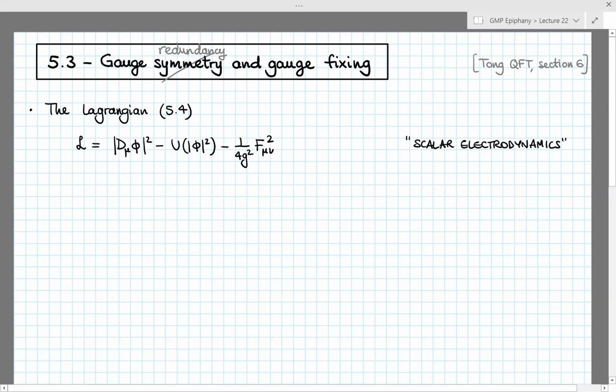And here, let me make a couple of remarks. So first of all, F_mu nu squared is a shorthand for F_mu nu F^mu nu. And |D_mu phi| squared is a shorthand for (D_mu phi)-bar D^mu phi, where repeated indices are summed over. And this is the Lagrangian that I wrote last time.